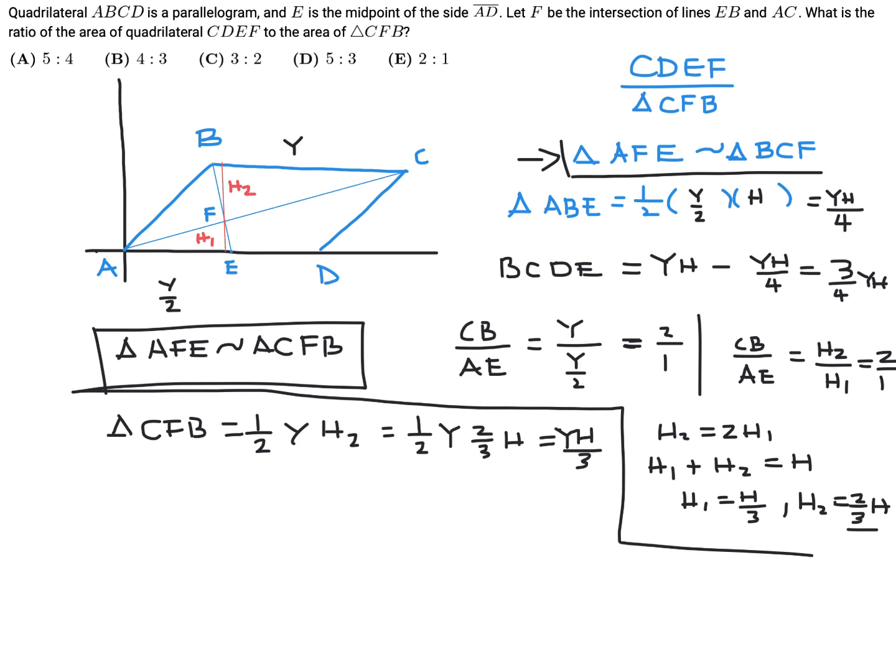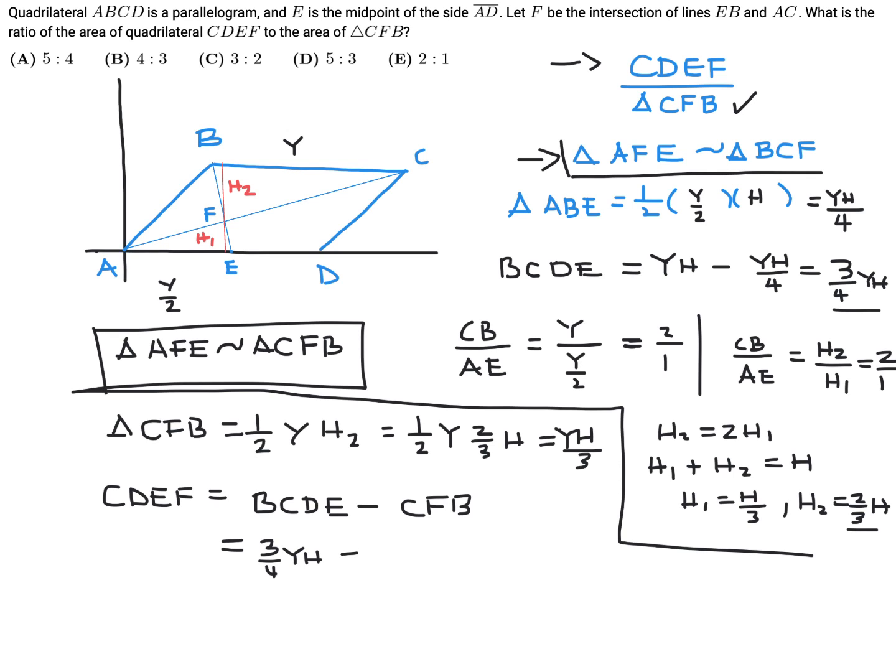And then the top guy, so we're done with this. We've got that. The CDEF is actually BCDE minus BCF, or CFB, whatever you want to call it. So BCDE, I think we got that over here. That's 3 over 4 YH.